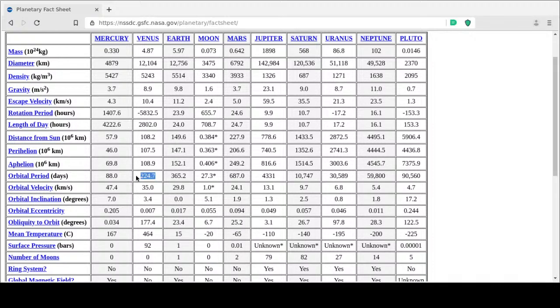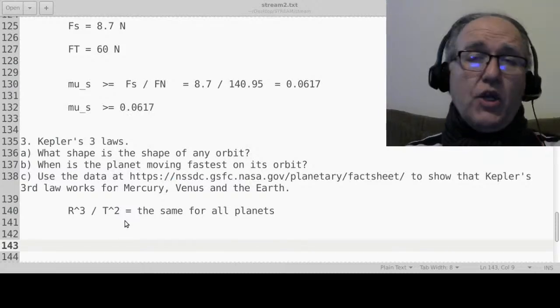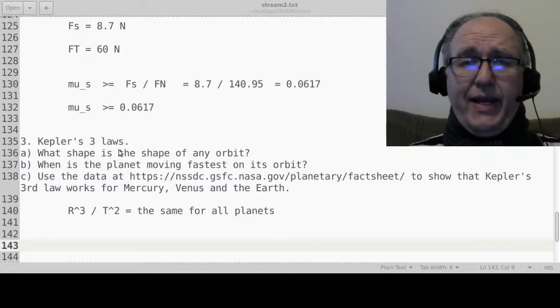For Venus, it takes 224.7 days. For the Earth, it takes 365.2. Okay, they rounded it off. It's actually 365.24 days, and so on. So let's see if we calculate r cubed over t squared for all of them. Do we get the right answer?